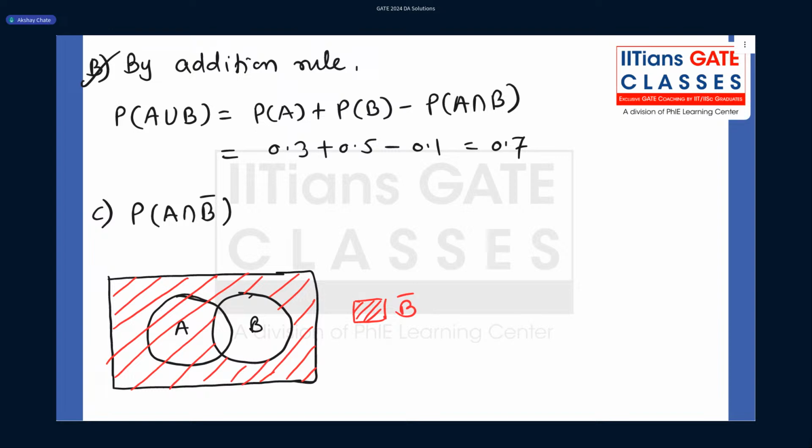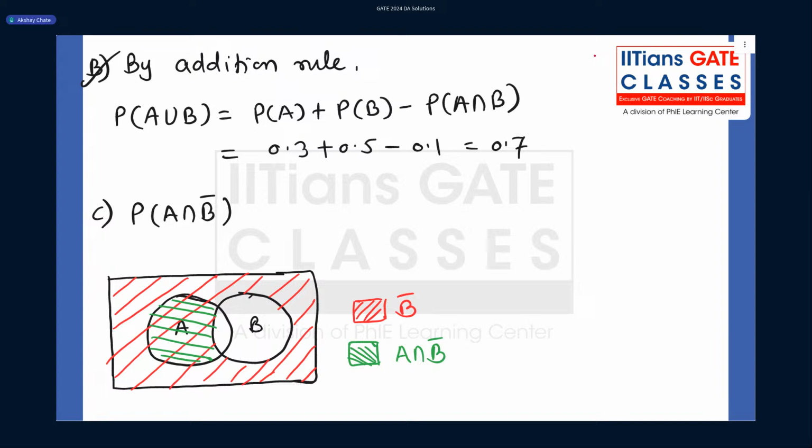And now, what else is there? Now you need to find the intersection between A and B complement. So what is the intersection between A and B complement? This is the area represented by the green lines that I'm drawing right now. So these green lines represent your A intersection B complement. Correct, no?